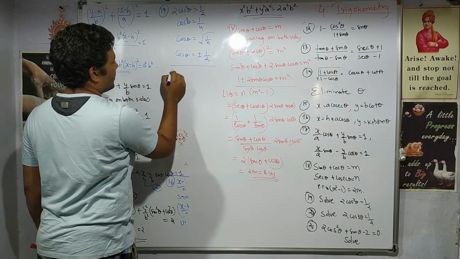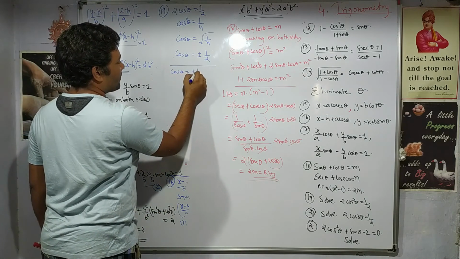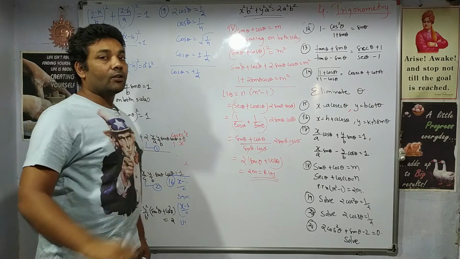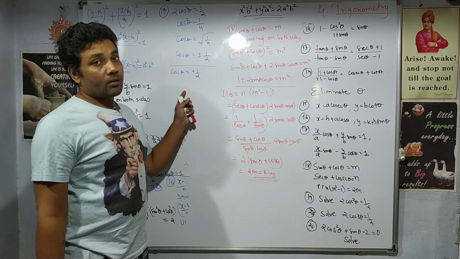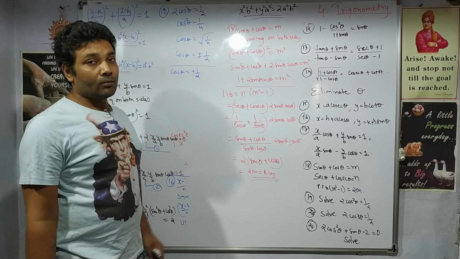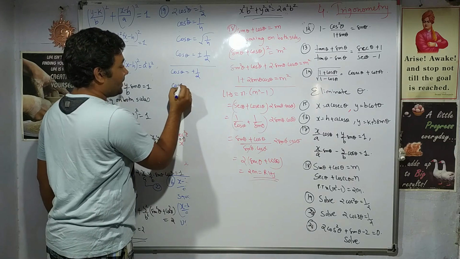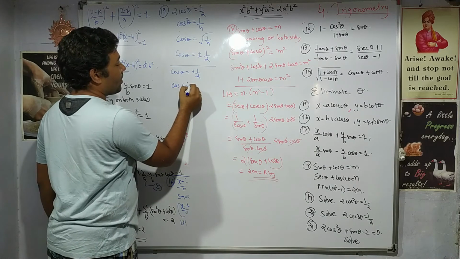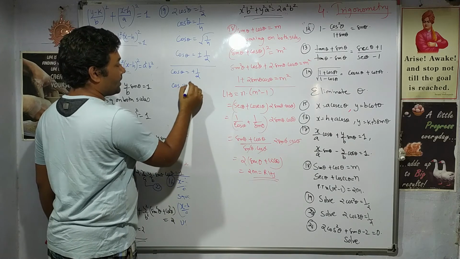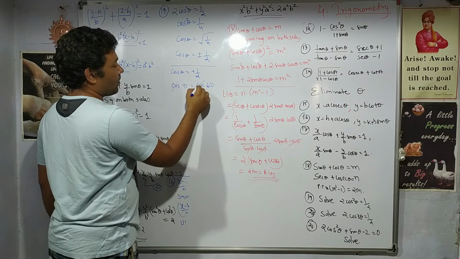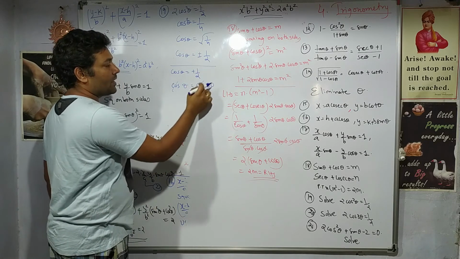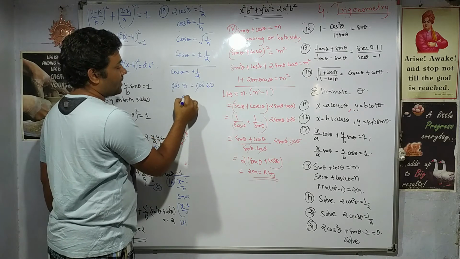Let us take cos theta equal to plus 1 by 2. If you recollect the trigonometrical tables, where does cos give 1 by 2? At cos 60. At cos 60, the value is 1 by 2, right? So 1 by 2 can be replaced in terms of cos. So theta is 60 degrees.